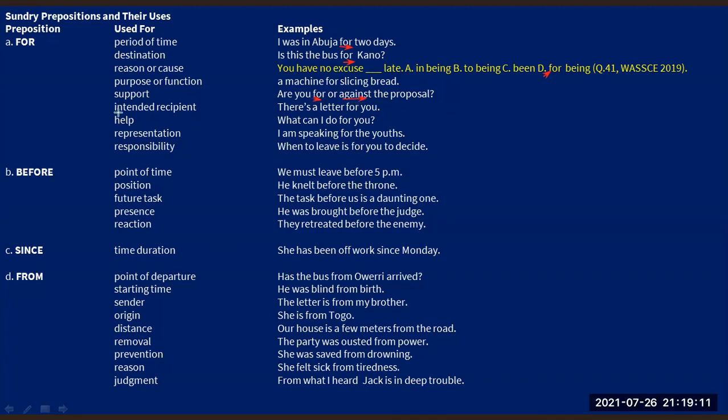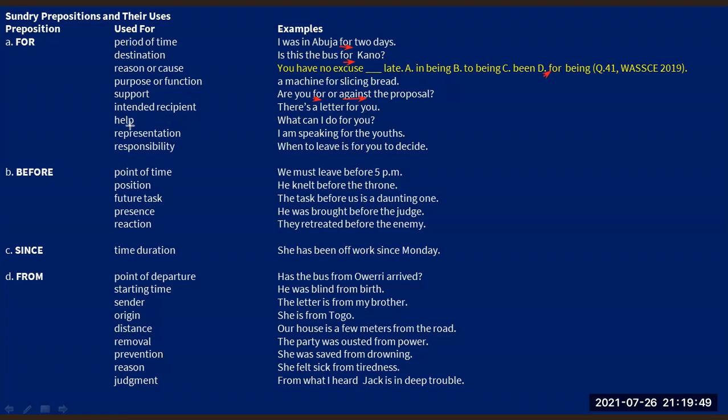Then you use for to indicate intended recipient, someone who is going to receive something. There's a letter for you. Or you can say this letter is for Mary. You use this preposition to indicate the recipient, all right? You can say, is this parcel for me? And the other person says, no, it is not for you, it is for Jack. All right, so you use for to indicate the recipient.